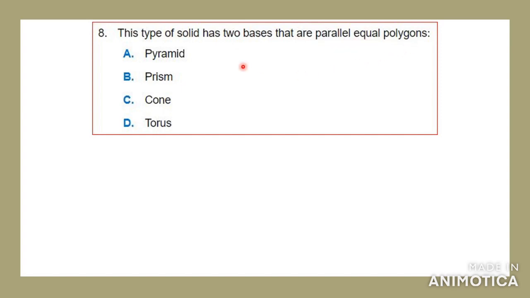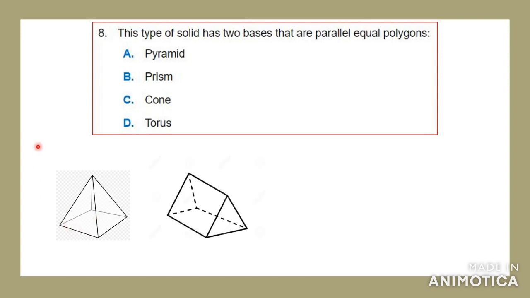Okay, so a pyramid, as you can see here, it has two bases, but these bases are equal in size, so it cannot be that one. You would have two bases that are parallel but different. So this one, as you can see, has two bases, and these two are parallel, these two are parallel. So this is what you call a prism. The first one was a pyramid, the second one was a prism.